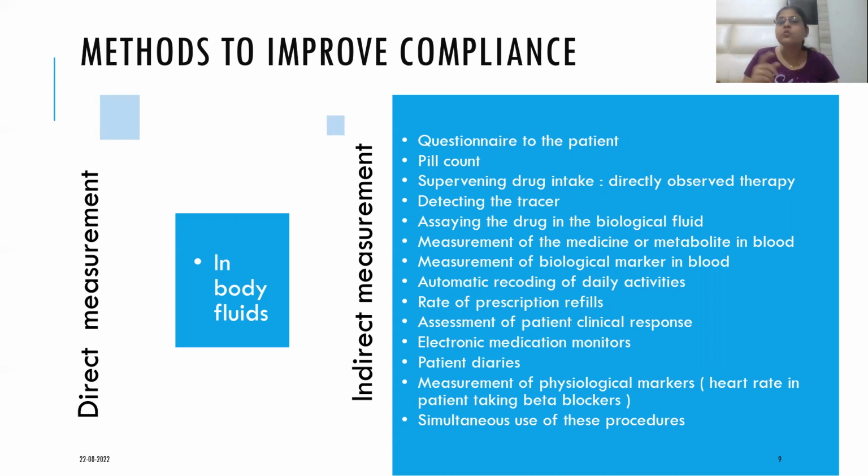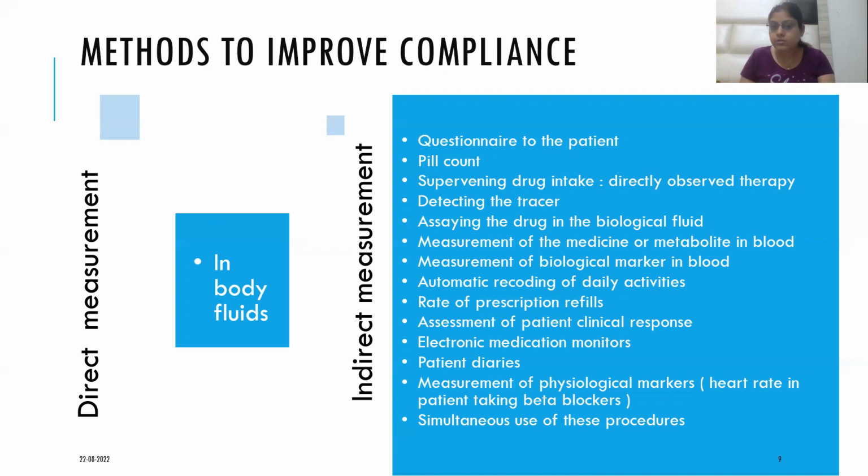And then we can also know the rate of prescription refills, meaning how many times the prescription refills have been done by the pharmacist or the dispenser. And then we can also look for the clinical response, meaning the fasting plasma glucose levels, HbA1c levels, or postprandial levels in case of diabetes mellitus. What are the regular levels coming, whether the clinical therapeutic response has been met or not. Like in hypertension, what is the systolic blood pressure and what is the diastolic blood pressure, whether the clinical response has been met or not.